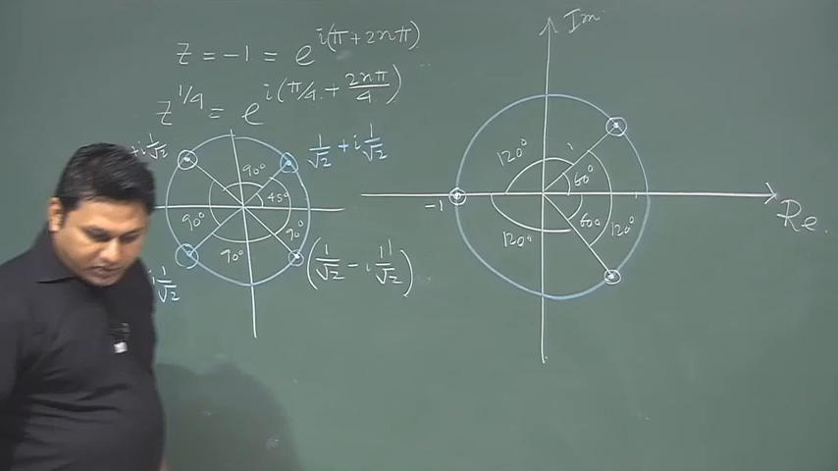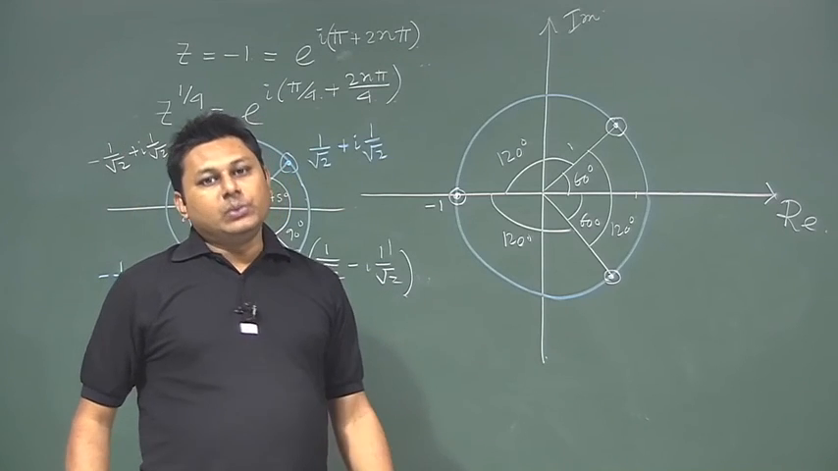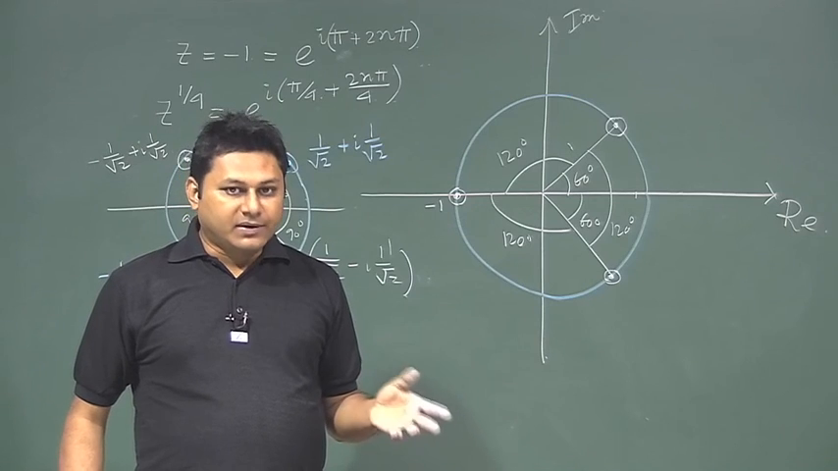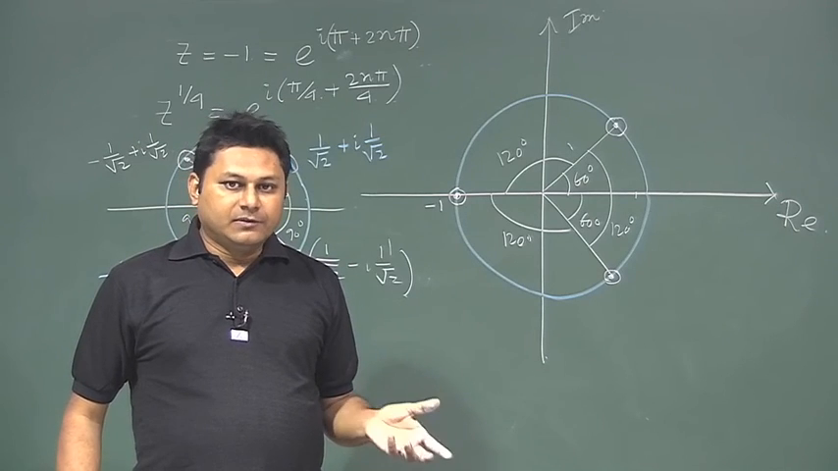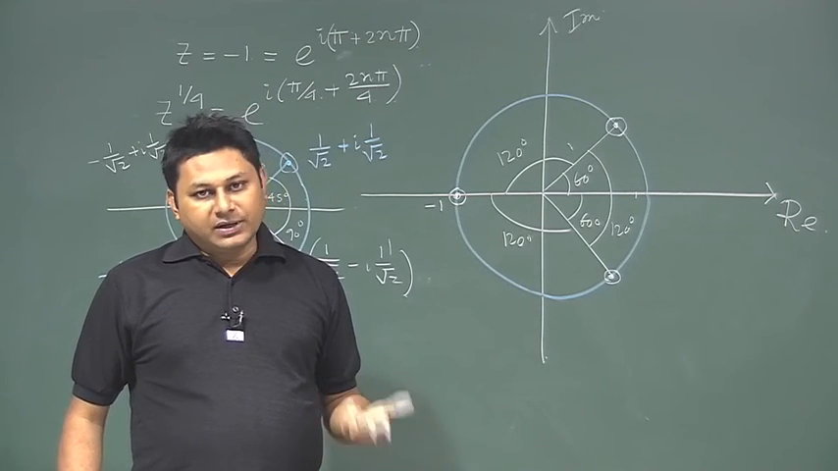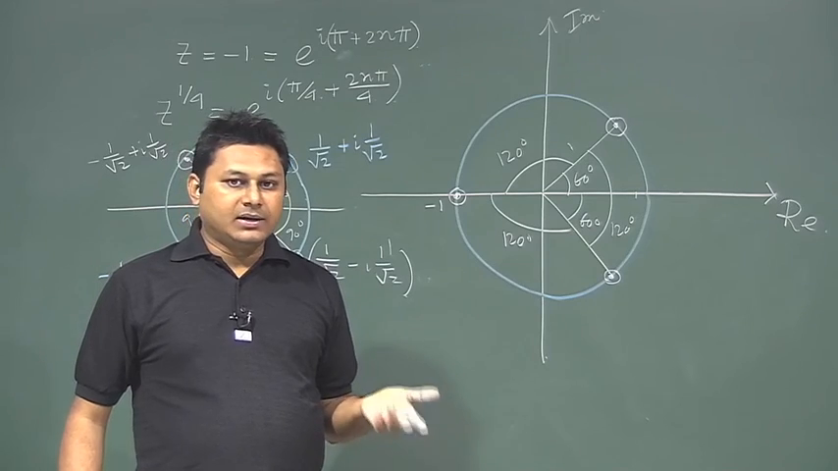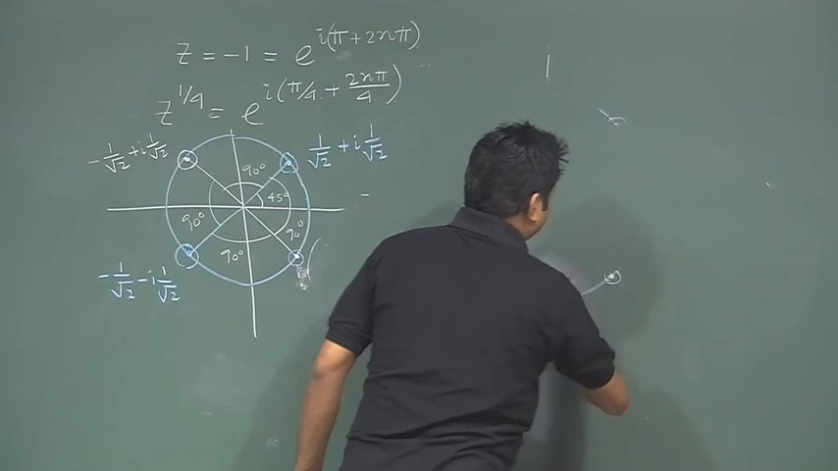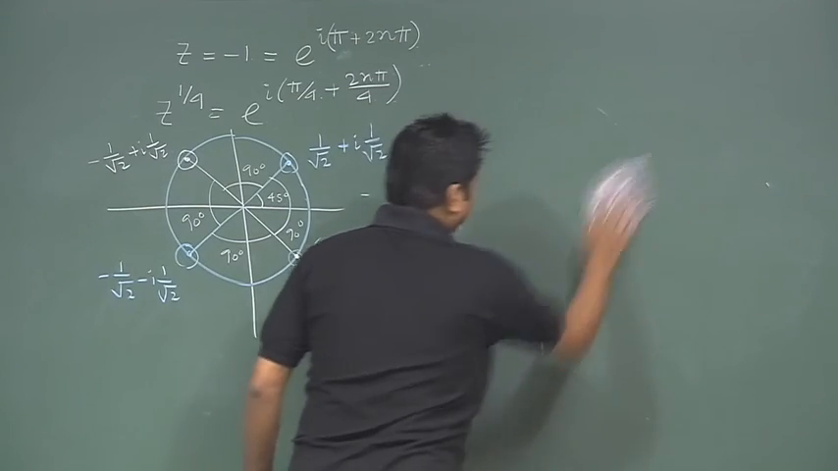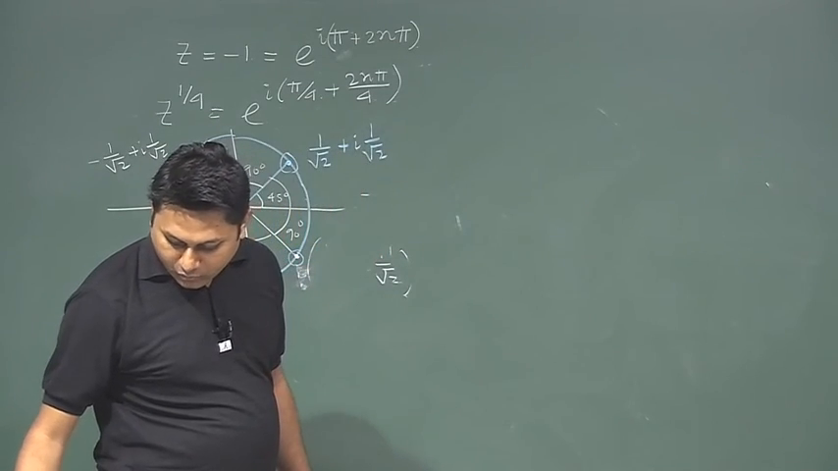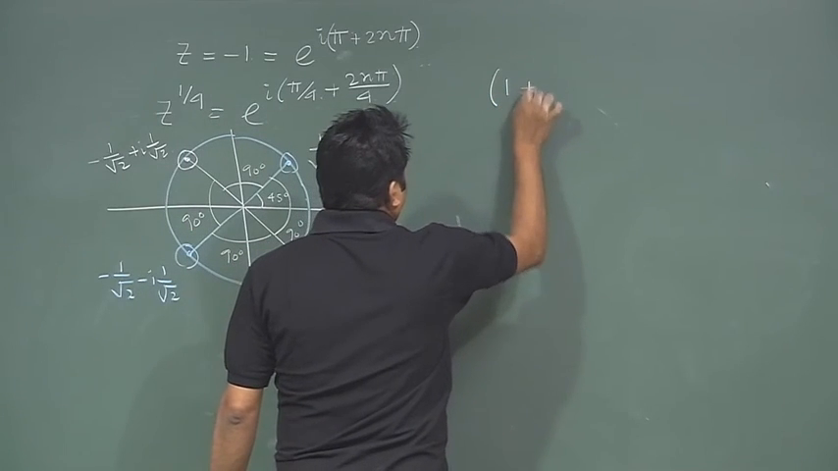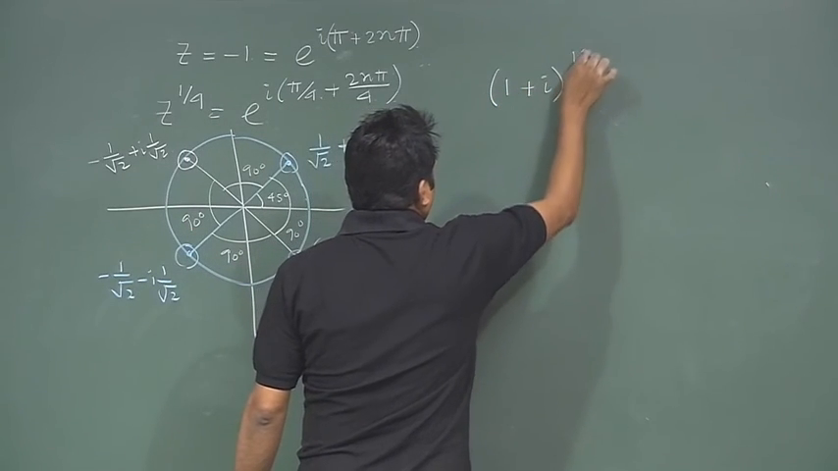So, with this note let me conclude. Today we learned a very important thing: applying all this power thing, principal value and all these things, we try to figure out how you can find a root. This is the simple example, but let me quickly give you a homework. What should be the value of 1 plus i whole to the power of half?